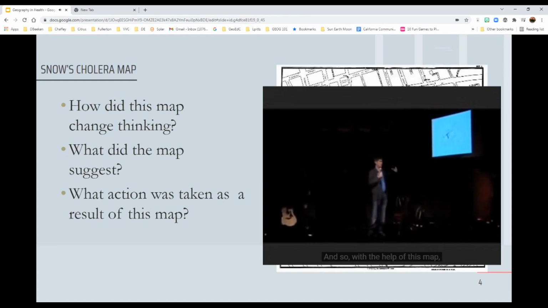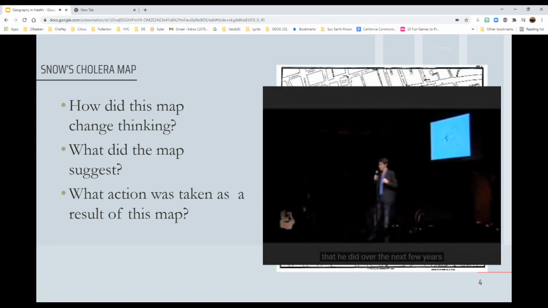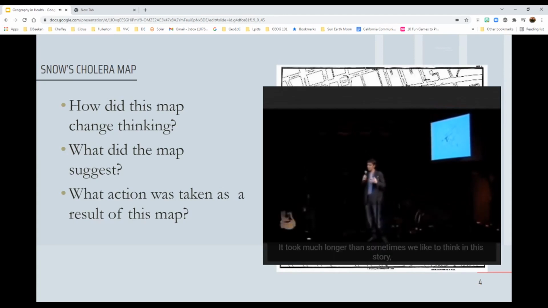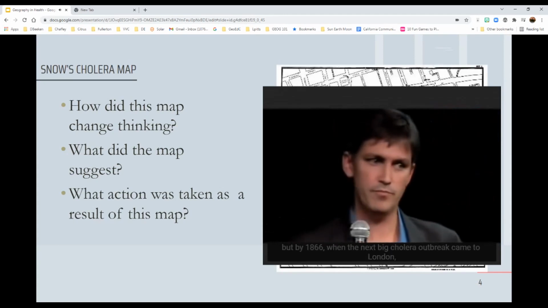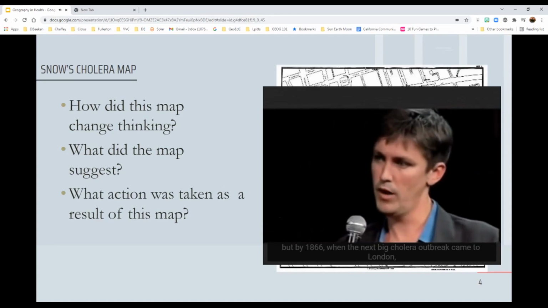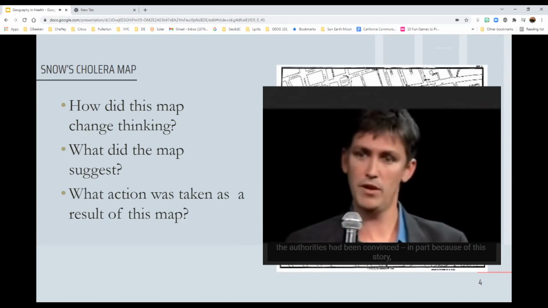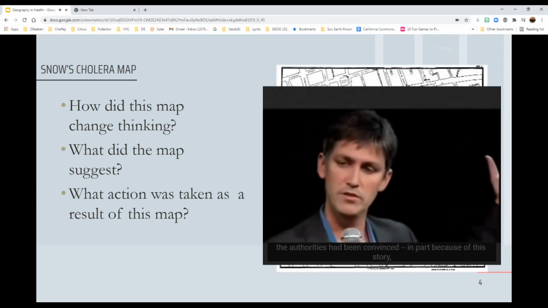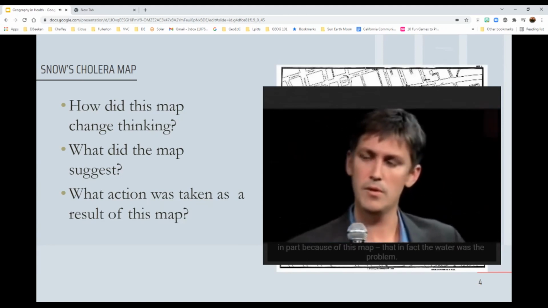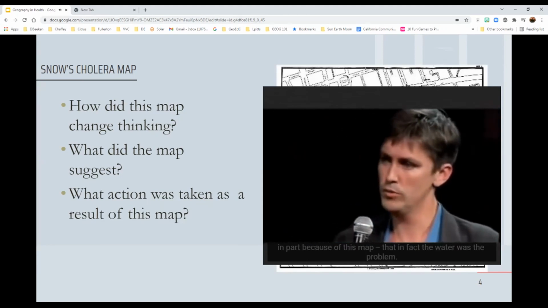And so with the help of this map, and with the help of more evangelizing that he did over the next few years and that Whitehead did, eventually the authorities slowly started to come around. It took much longer than sometimes we like to think in this story. But by 1866, when the next big cholera outbreak came to London, the authorities had been convinced, in part because of this story, in part because of this map, that in fact the water was the problem.